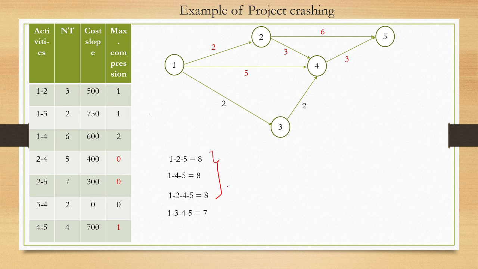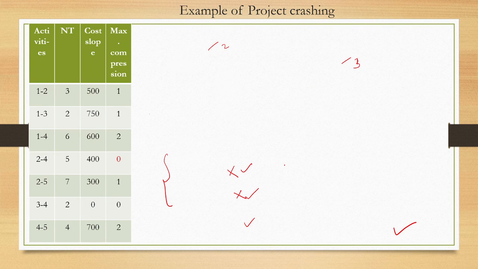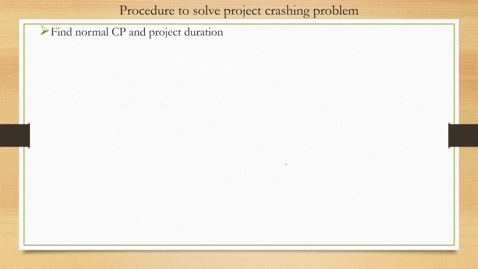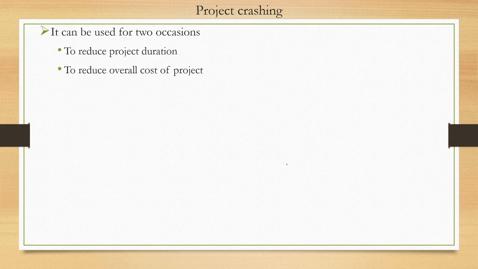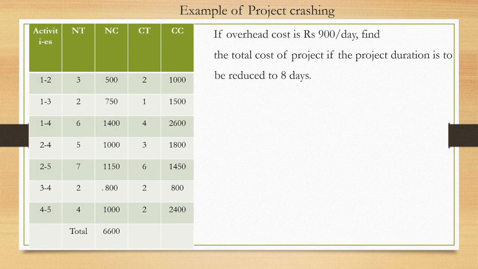We need to find out what is the total cost. Okay, so how to find out total cost? So already we know fixed cost is 6600, right? Because we have seen in our, what is this fixed cost? Let me go through there. So here, if you add all the normal cost, that is the fixed cost, which is 6600, right?